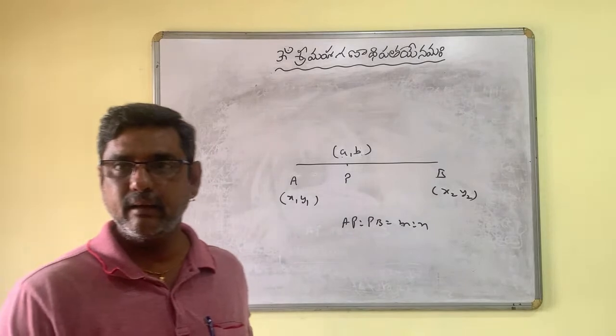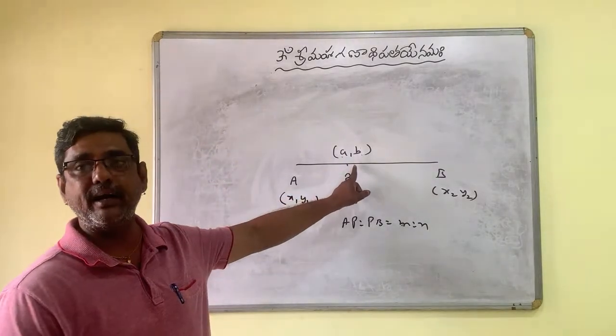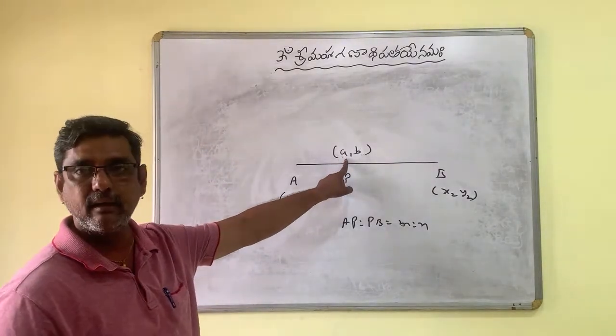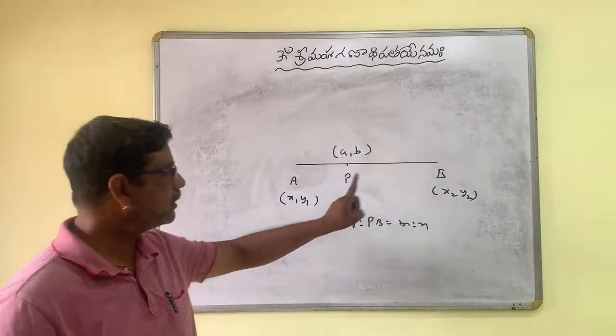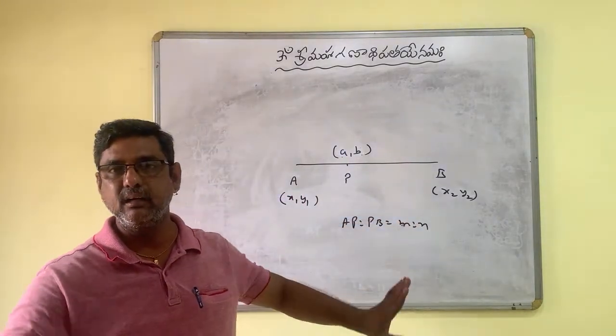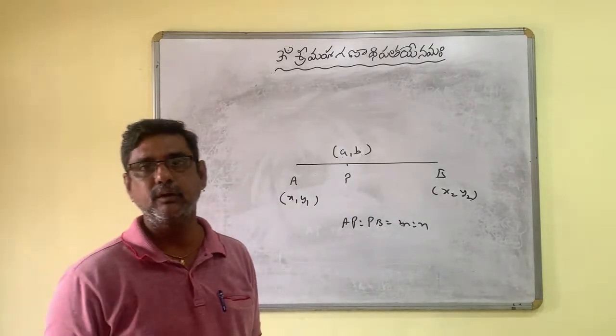Once again, we need to find out the coordinates of P when the coordinates of A are given, the coordinates of B are given, and the ratio is given. This is the basic question.